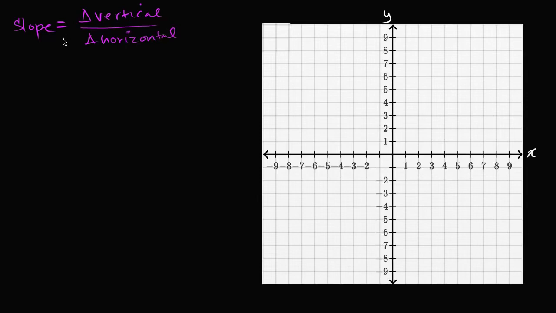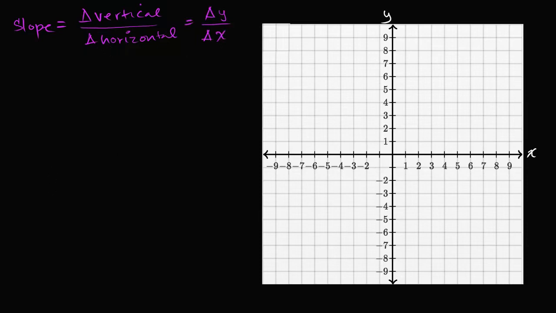steep something is. So for example, if we're looking at the xy plane here, our change in the vertical direction is going to be a change in the y variable divided by change in the horizontal direction, which is going to be a change in the x variable. And so let's see why that is a good definition for slope.